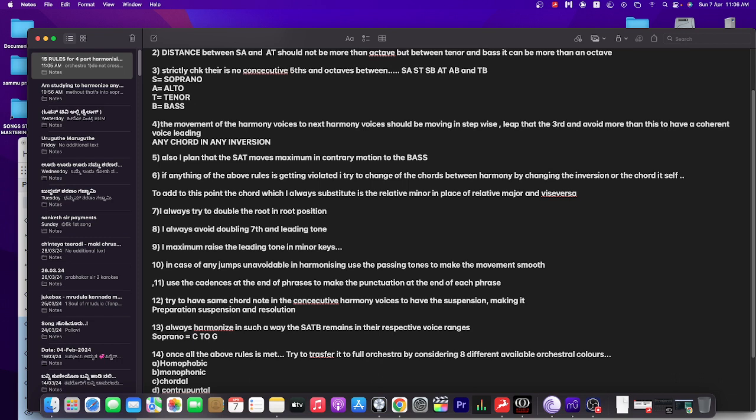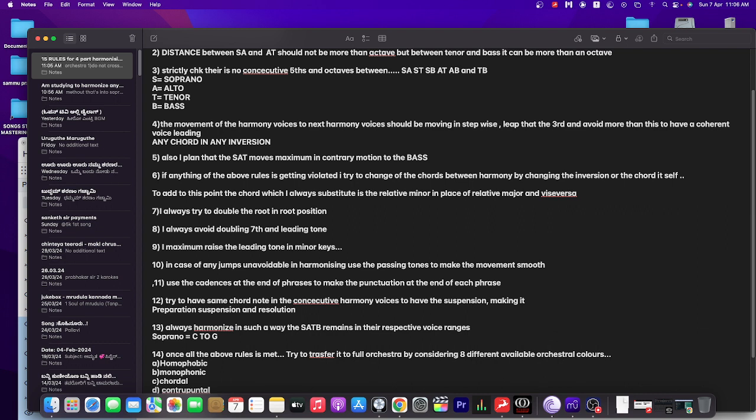The contrary motion: SAT should be moving in one direction and the bass should be moving in the other. When you're moving from one chord voice to another chord voice, if you have contrary motion between SAT and the bass, it sounds good. But it's not a very strict rule, as I said earlier.